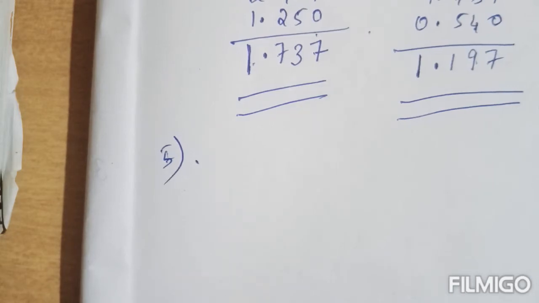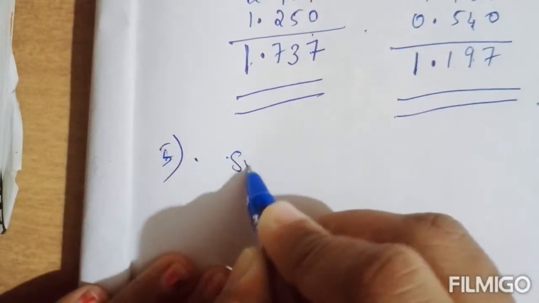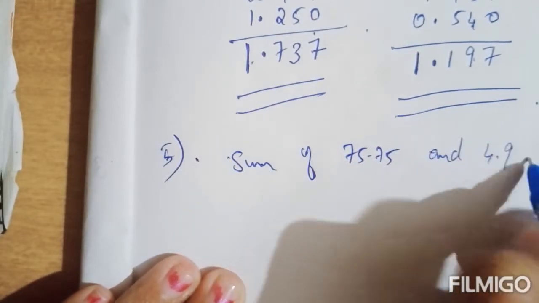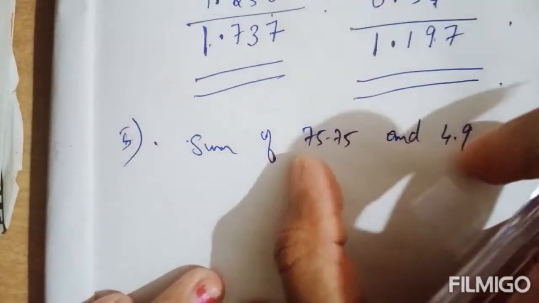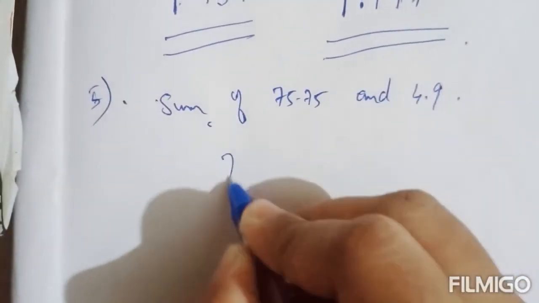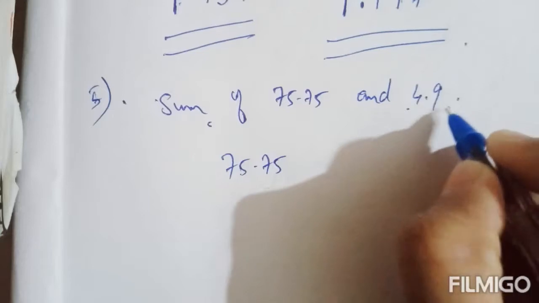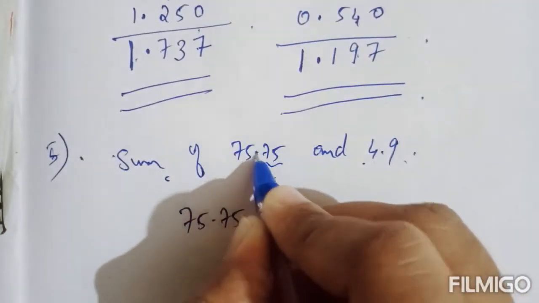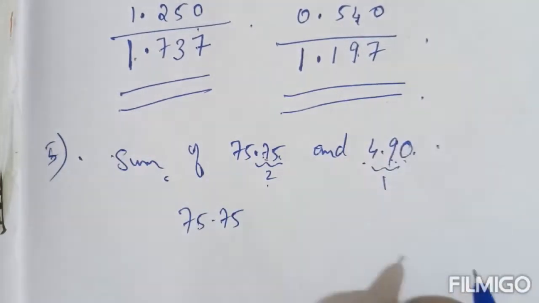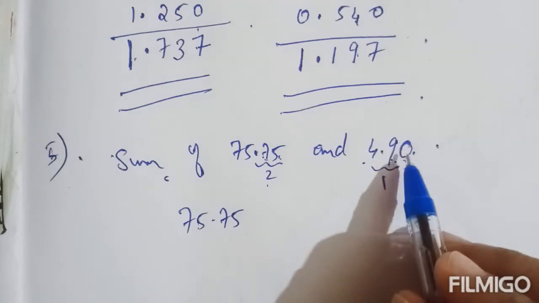Fifth question: from the sum of 75.75 and 4.9, subtract 28.465. So from the sum of 75.75 and 4.9, you have to find the sum first. Okay, from this sum you have to subtract 28.465. So first, finding the sum of 75.75 and 4.9. Here the number of decimal places is 2, here 1. So you can make this 2 by writing 0 at the right end.